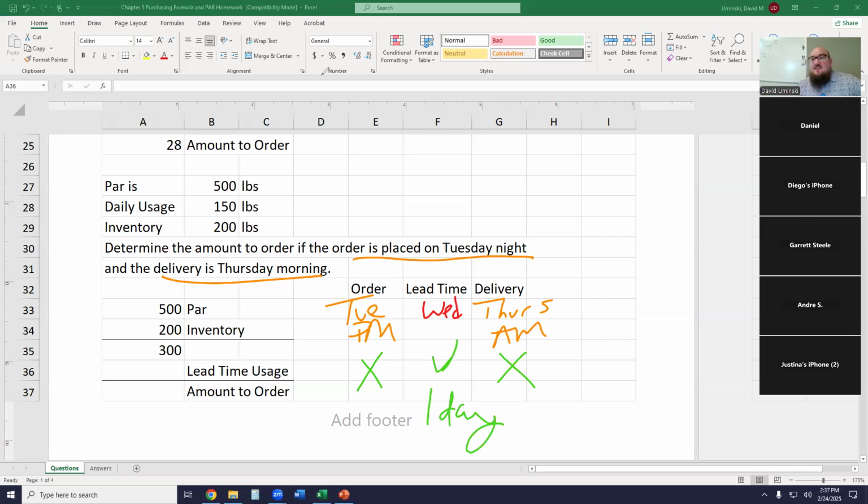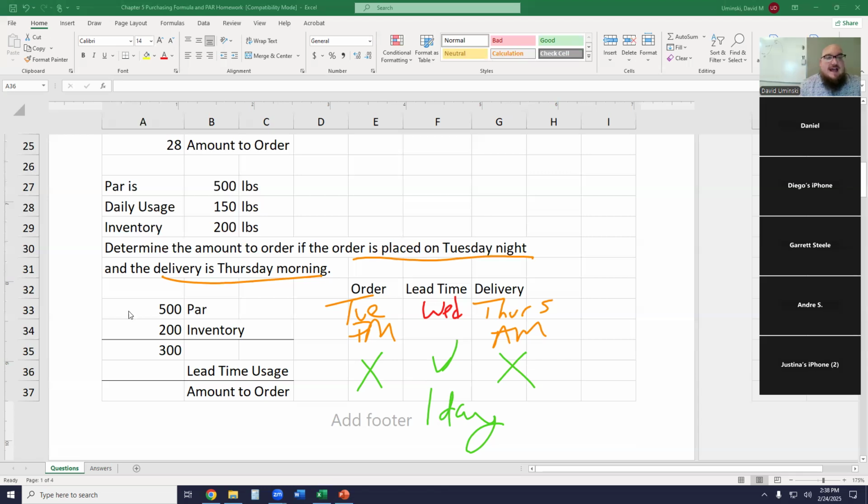So if you look at this, if you saw Tuesday to Thursday, you would automatically think, oh my gosh, we have like 2 or 3 days of usage. But in reality, based on when we actually order the product, this is only 1 day of usage. I place my order on Tuesday after we're closed. So then all day Wednesday, I'm going to have product usage. And then Thursday, I'm not, because the delivery is going to come in before.